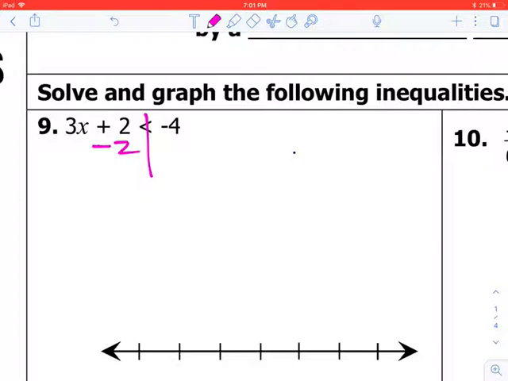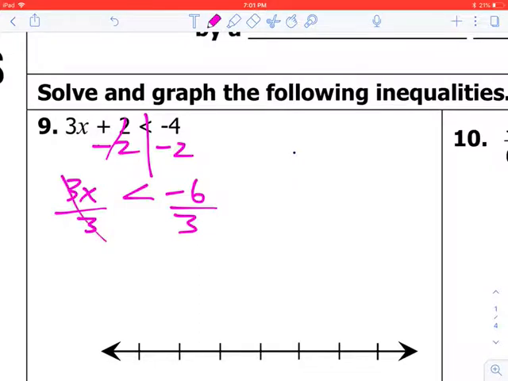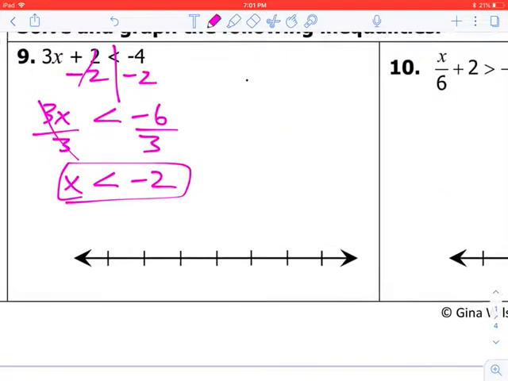So I've got minus 2 since it's plus 2. I've got 3 less than negative 6. Then divide by 3. I did not divide by a negative, so everything stays the same. That's negative 2. So now I go to the bottom here and I can label negative 2.